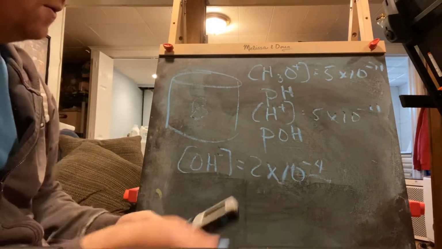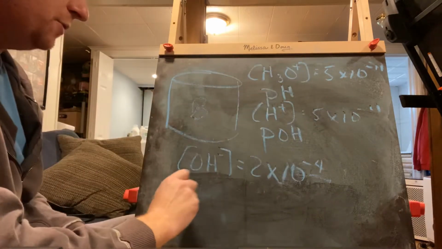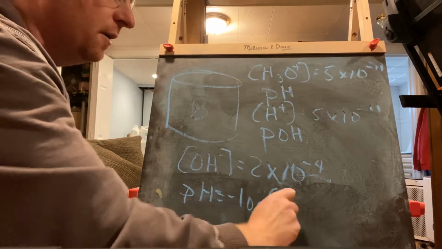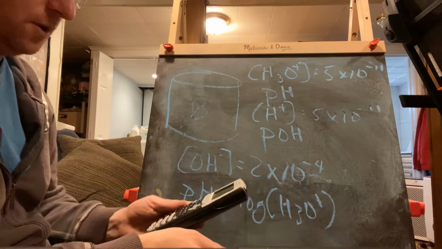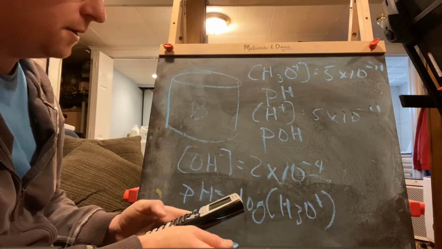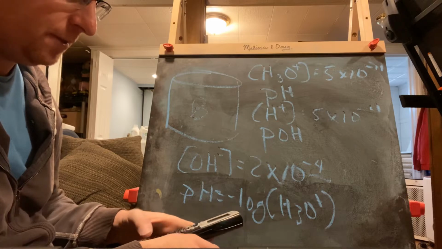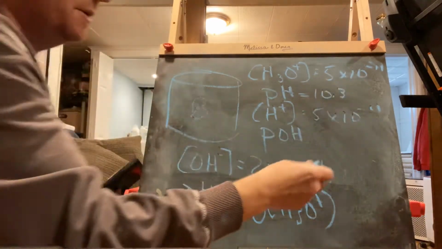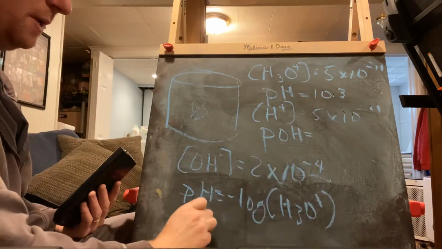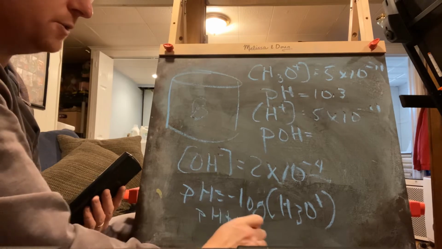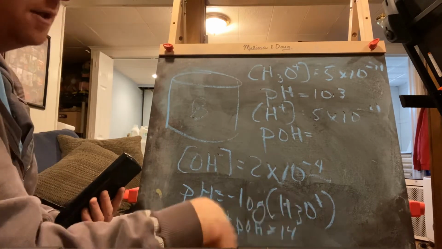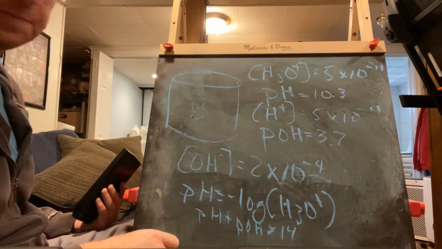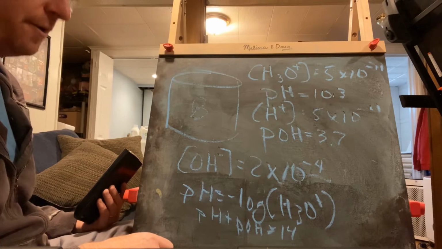Okay, so now we're going to go negative log of H3O plus is going to give us our pH. So you'd go negative log 5 times 10 to the negative 11th, and that gets you 10.3. So that's going to be 10.3 based on pH plus pOH is going to give you 14. You could just plug in 10.3 and you'd know pOH is 3.7. And then you just solved for everything.